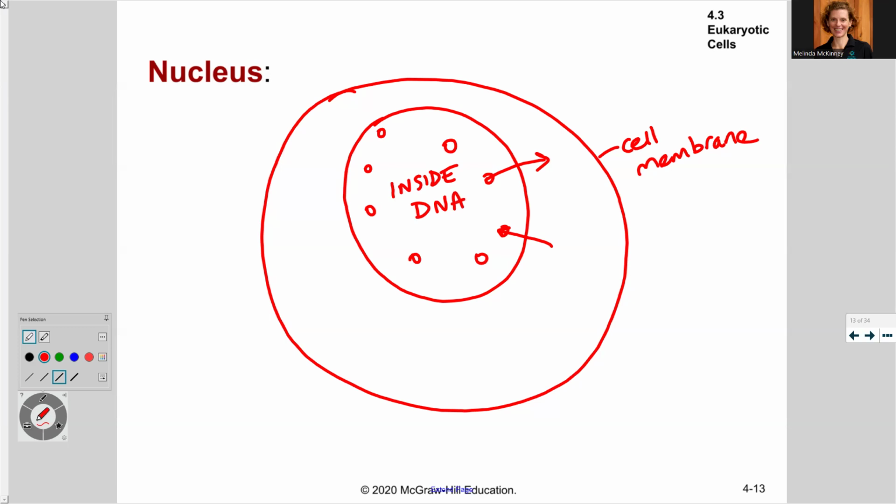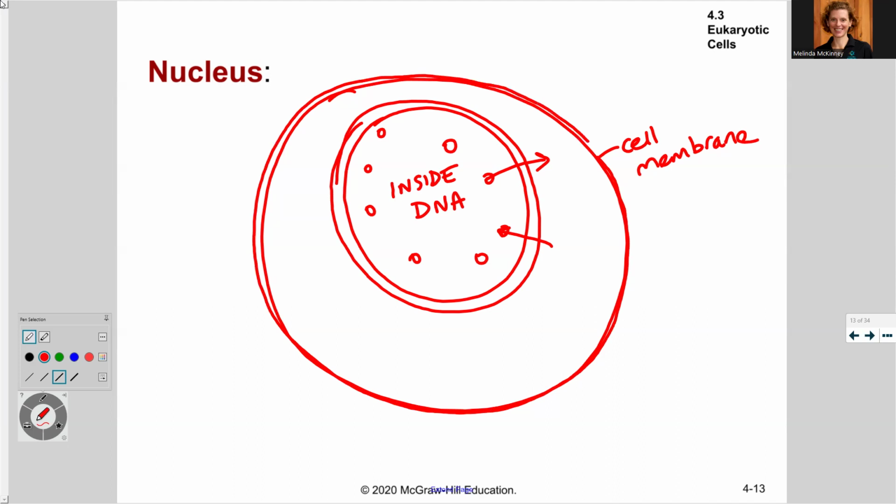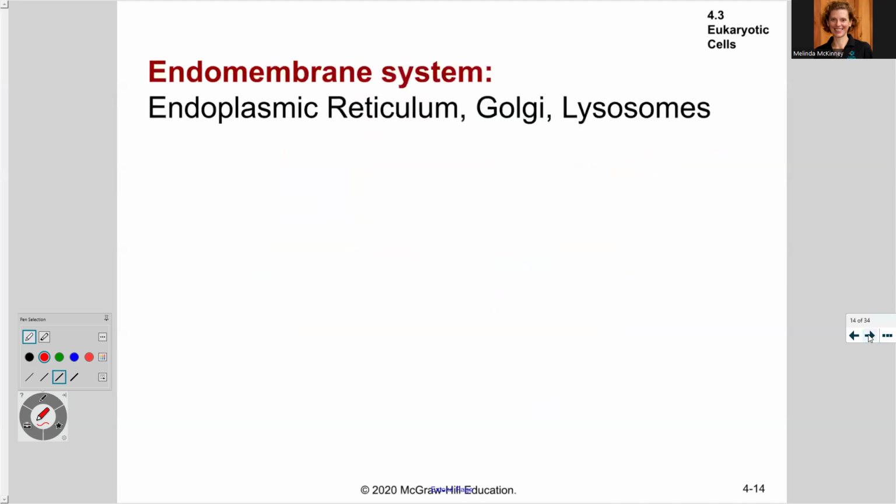Now the nucleus is actually a double membrane phospholipid bilayer. So for what it's worth, there's that. It's 2 layers thick and it's made up of the same stuff that the cell membrane is made out of. And we'll talk more about that in the next chapter.